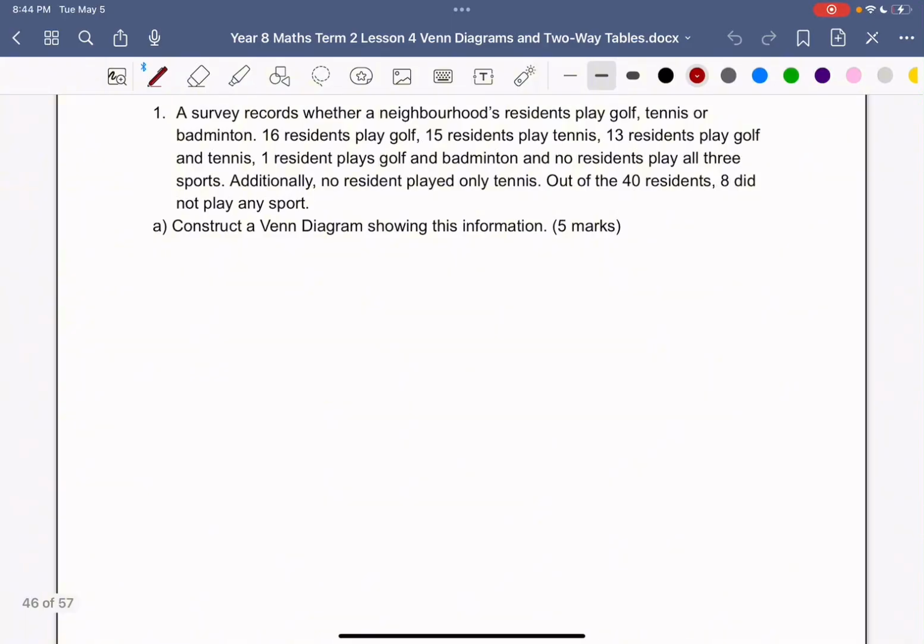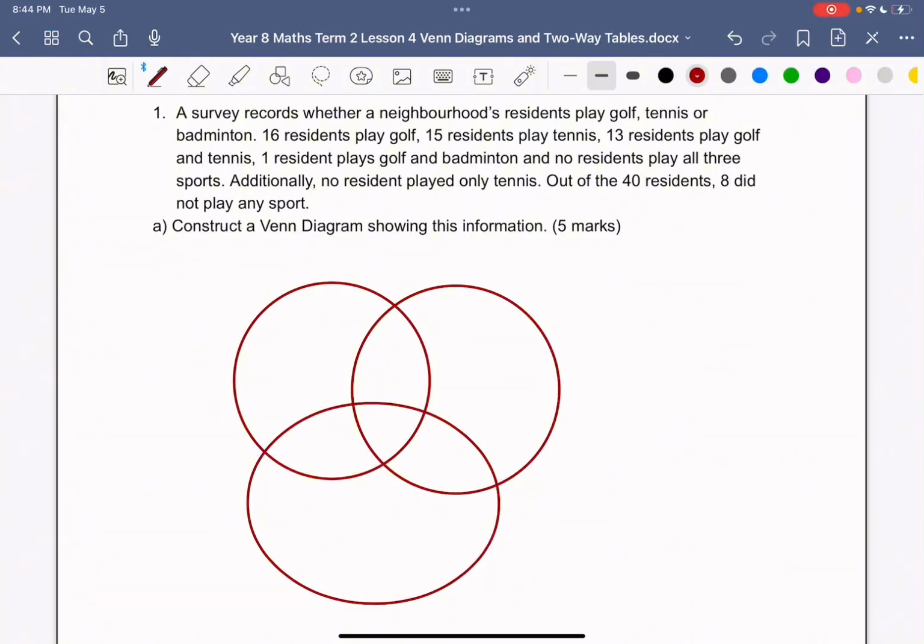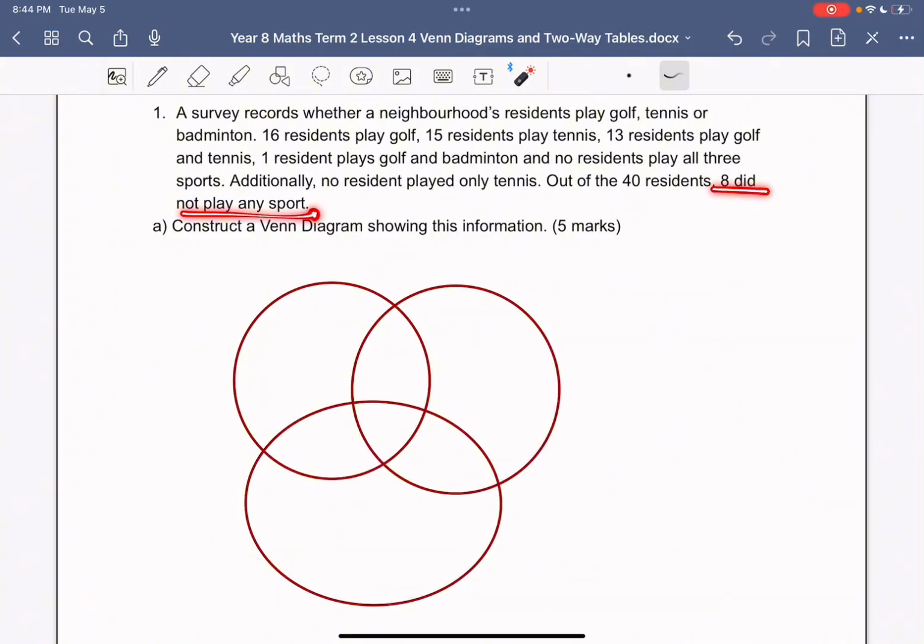Now we can actually construct a Venn diagram with this information. I'm going to start by drawing 3 circles for my 3 sports. So that's 1, 2, and we can do 3 over here. Now from the last part, we know that 8 did not play any sport. So I can write 8 on the outside and we're not going to include that there. Now we know that no residents play all 3 sports, and we also know that no resident played only tennis. So I can say this is tennis, I can say this is golf, this is badminton.